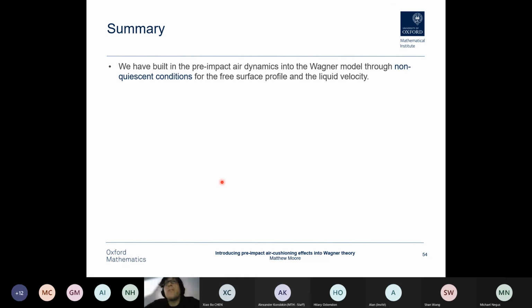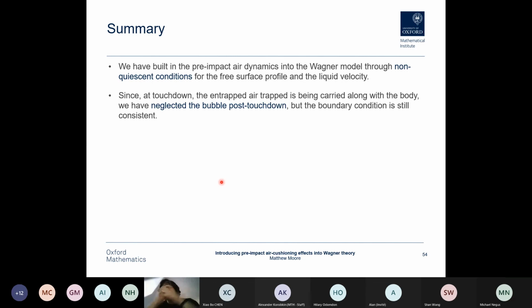Just to summarize, which I realize I'm getting quite close to my time limit. What we've done is we've tried to build the pre-impact dynamics into the Wagner model, essentially by changing the initial conditions and making some assumptions about what happens in the pre-impact to post-impact transition. We've solved the problem and realized that in the pre-impact problem, at touchdown, the air bubble is essentially being carried along with the body, and that its collapse timescale is going to be much longer than the impact timescale. So we're going to ignore it in the post-impact dynamics.